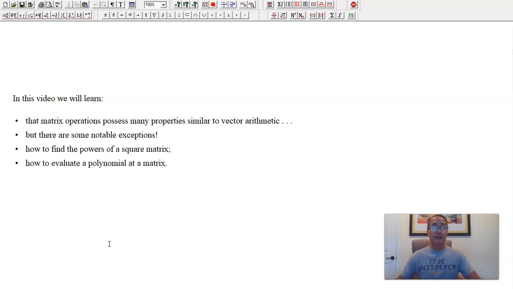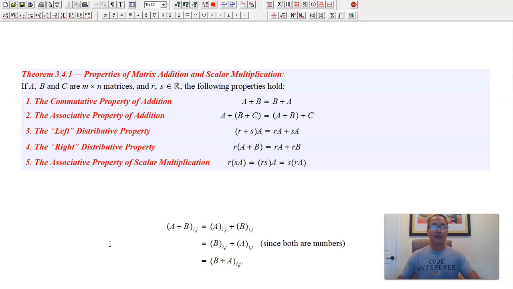We will find how to compute any power of a square matrix, starting with a square. You can make also a cube, the fourth power. And from these, we will show you how to evaluate a polynomial at a matrix.